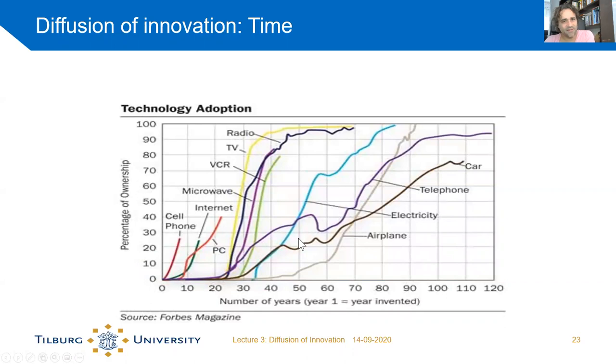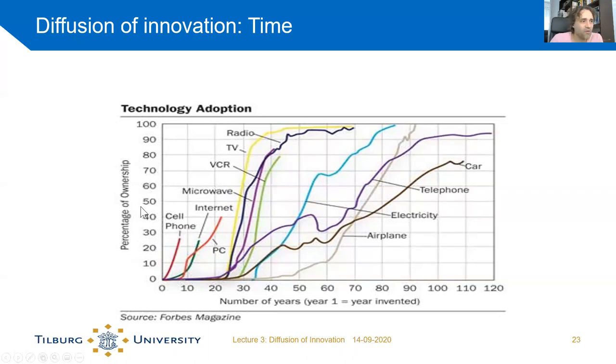So what is quite interesting, I think, is showing how quickly an innovation can diffuse through the social system. So if you look at, for example, the car, it's the brown line, you see that the adoption, the car has been around for 110 years or so, and still less than 80% of people have a car. So the adoption process is very slow. Same with a telephone. It took 90 years to reach 90%.